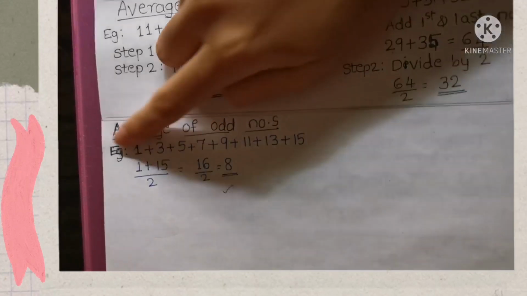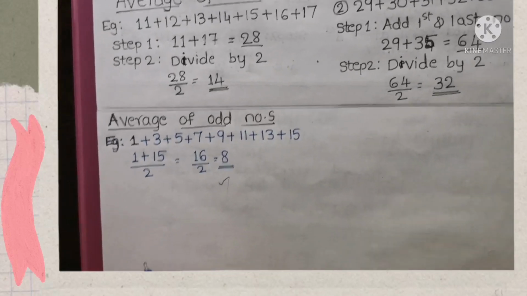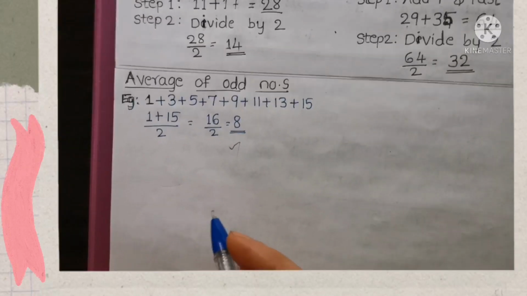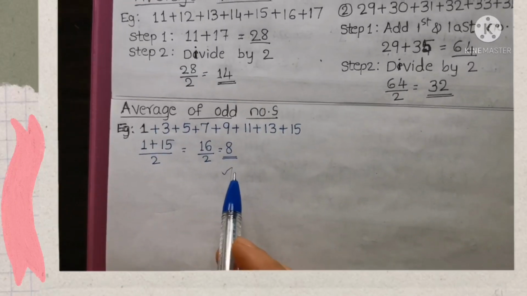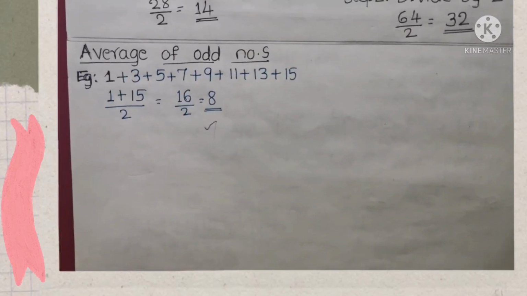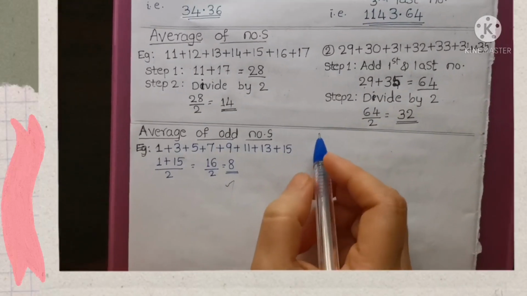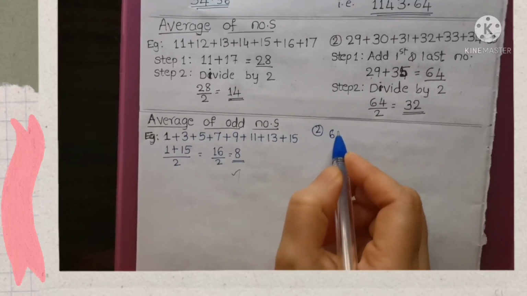After adding this we get the answer 16 and then we have to divide it by 2. Dividing 16 by 2 we get the answer as 8. So 8 is our final answer. Let's take one more example to make this concept more clear.